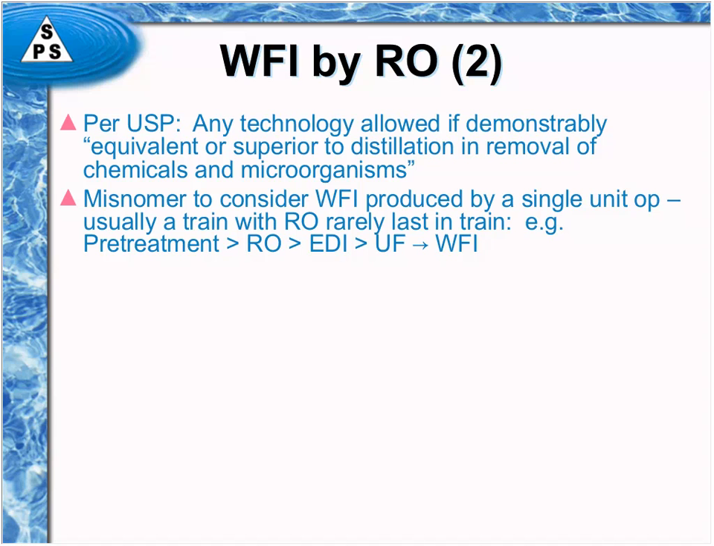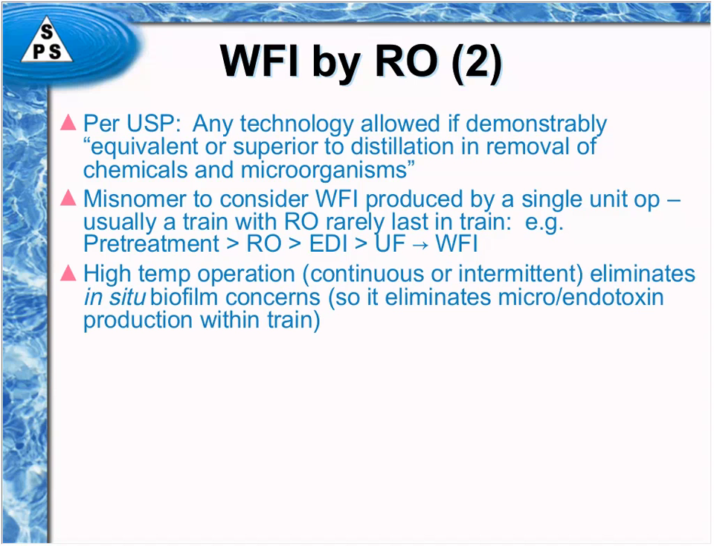And so you have RO, yes, in the train, but it's not the only unit op in the train, and it's not even the last unit op in the train. So it's a bit of a misnomer to say that WFI is produced by reverse osmosis. It's produced by reverse osmosis plus a bunch of other things. So it's really not fair to focus on the RO as a weak link, because it really isn't weak.